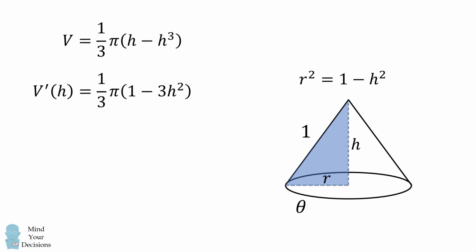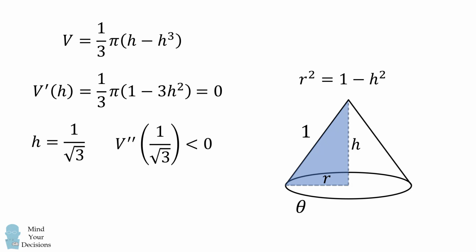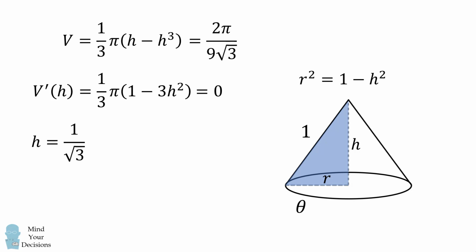We'll thus take the first derivative with respect to h, and we'll set it equal to 0 to solve for the maximum volume. We'll solve this equation very easily to get that h is equal to 1 divided by the square root of 3. Just for fun, we can double check that this is a local maximum. We then substitute the value for h into the volume formula, and we get the maximum volume is equal to 2 pi divided by 9 times the square root of 3.